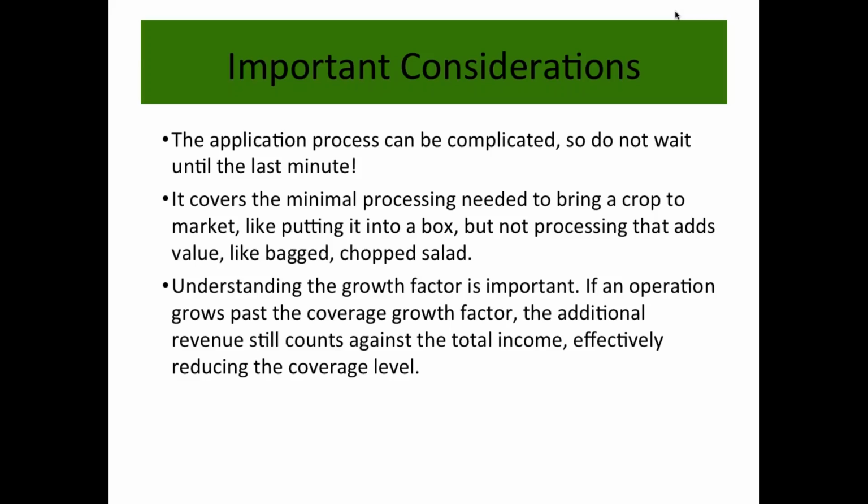One of the important issues here is understanding the growth factor, and Cliff will go more specifically into that. If you have a 5-year average and your farm is growing, there's a factor that you can take into account that can increase that level of coverage beyond the 5-year average. Really understanding how much that increase is an important part of the puzzle, because if your farm grows faster than that factor grows, then that effectively can reduce the level of coverage.